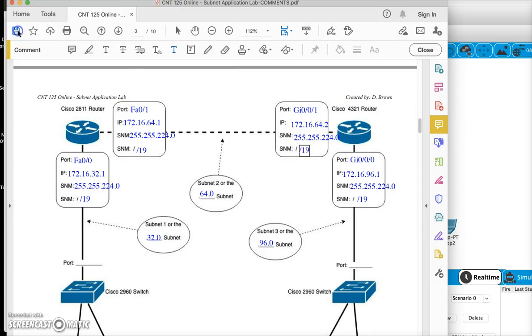What I'll do is I will save that so I don't lose my progress or my notes. When I come back in the next podcast, we'll start connecting into the routers and getting these configured.